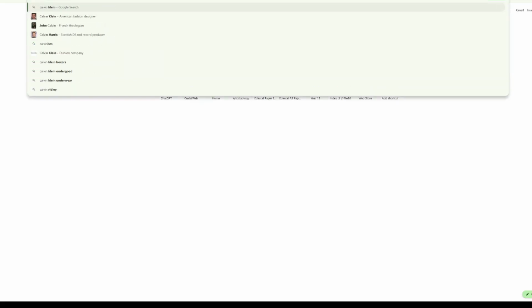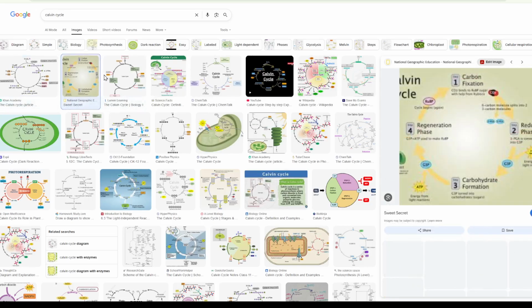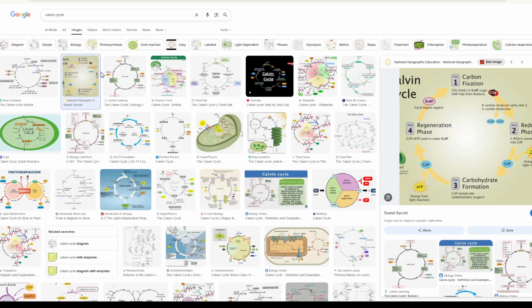I think looking up the Calvin cycle might genuinely be easier. Not Calvin Klein. Cycle. Here we go. Or this. These are just as good. 3 carbon dioxides, 1 rubisco forms the 6 carbon molecule, that's not as easy to interpret. It splits into 2 3-carbon molecules, which is PGA.